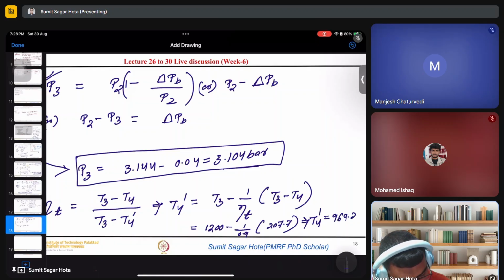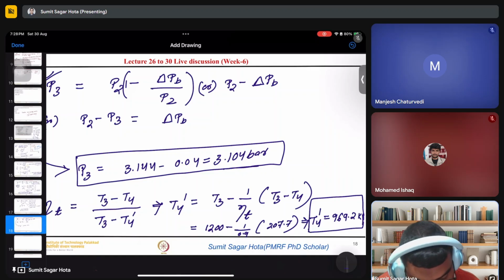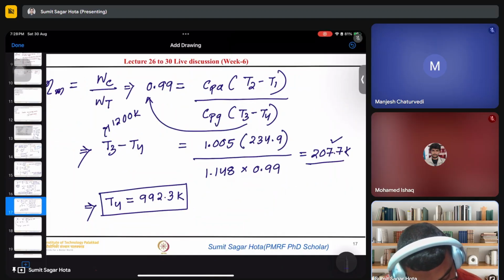And if you find out, T4 dash is actually less than T4, which is 969.2. In actual practice it will always be higher. But sometimes it will be higher, sometimes lower, because it depends on whatever efficiency is given. Ideally T4 equals T4 dash, and now it's actually less. Why? Because your combustion is not 100% efficient, your turbine is not 100% efficient. That's the reason why your T4 is higher than your T4 dash.